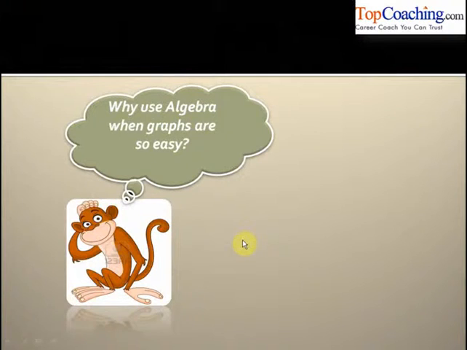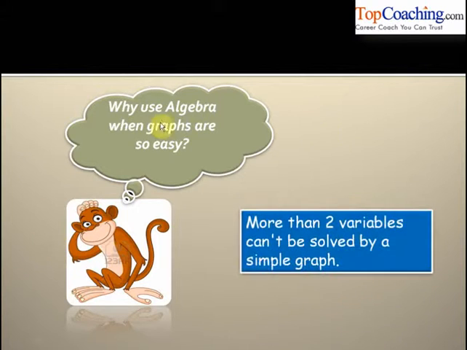Now, why do we use algebra when graphs are so easy? We have seen that drawing a graph is very easy and interesting. Then why do we use algebraic methods to solve a system of linear equations? This is because more than two variables can't be solved by a simple graph. Drawing a graph is easy when there are two variables, or when we have to solve it two-dimensionally. But as the number of variables increases, it becomes very difficult to draw the graphs of such linear equations and then solve them. So in situations where the number of variables is more than 2, we prefer using algebra because it makes our work easier.